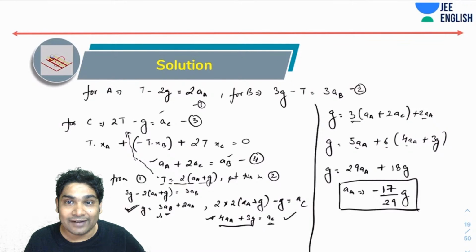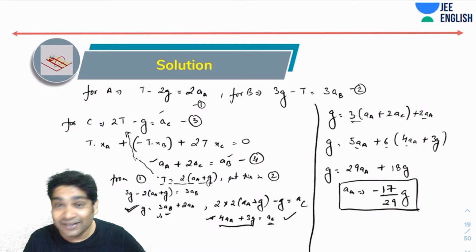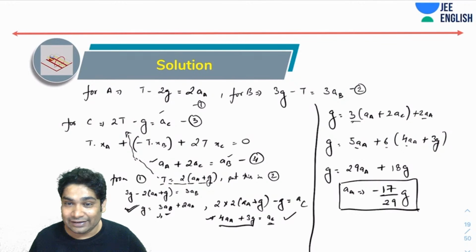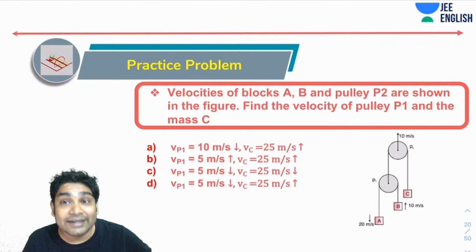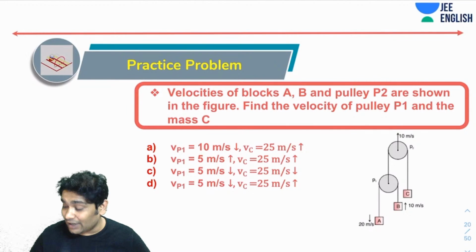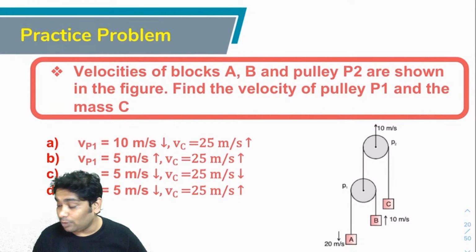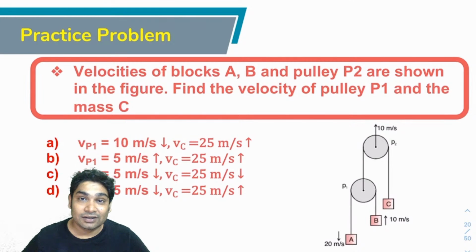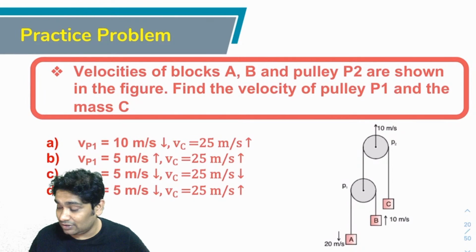I know you guys got bored when I was solving this. You guys don't like long solutions, right? No worries. So here is another problem for you. This is a simple one. This you should be able to do from all the discussions that we had previously. So you've been told that the velocities of blocks A and B and the pulley P2 are shown in the figure. You have to find the velocity of pulley P1 and the mass C. Okay, so why don't you guys try this? Try this problem quickly. Hurry up and try this.